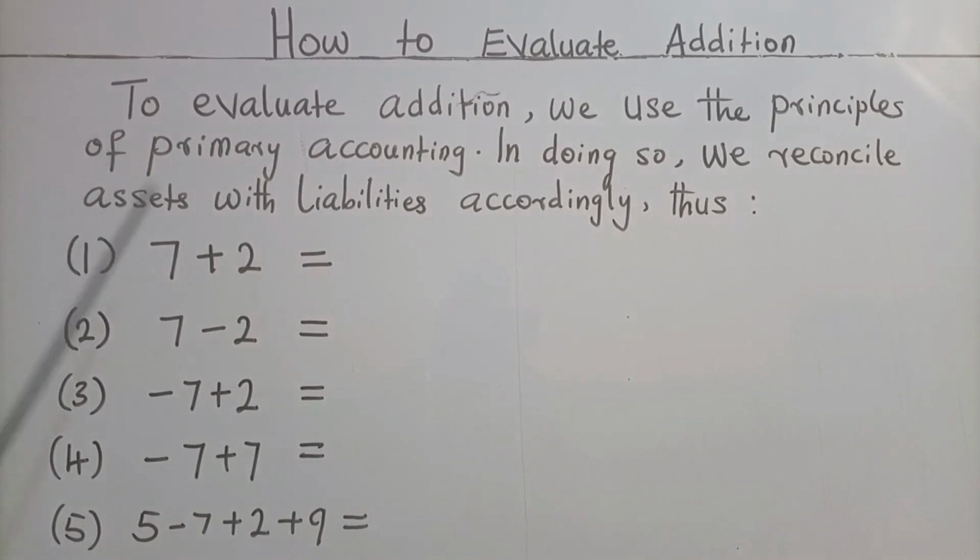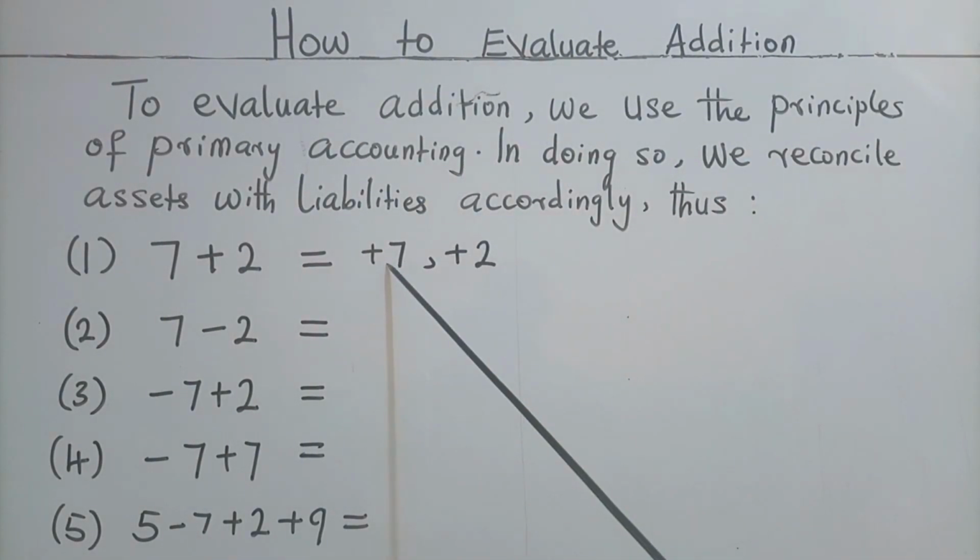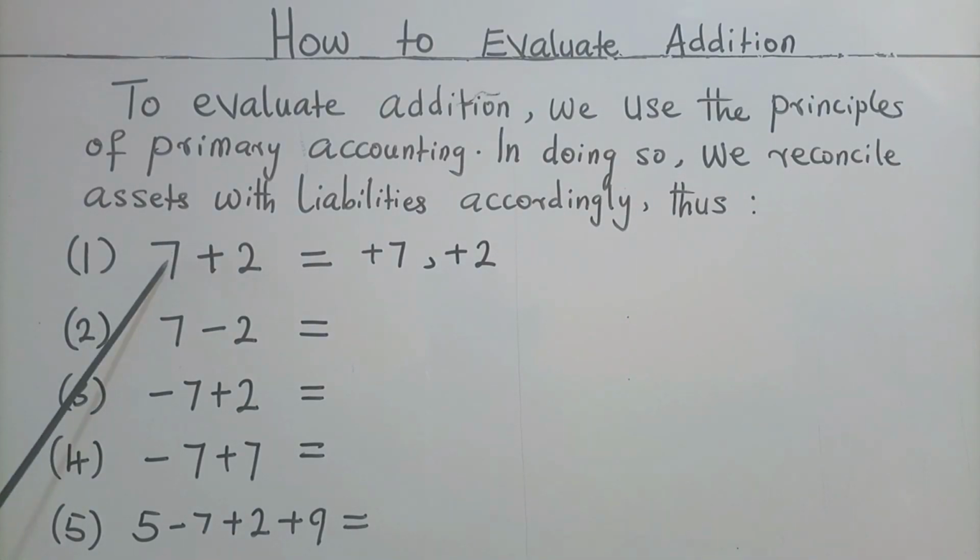In the meantime, what then is this plus doing here? The next line of action tells us. Let's find out. As you can see, it means plus 7, comma, plus 2. This 7 has plus in front of it, I believe you know. Then this plus is not a sign of addition. Instead, it is a sign of having for these two. This comma shows that the two numbers are separate.